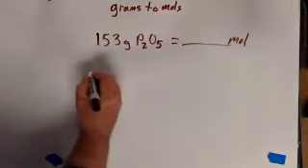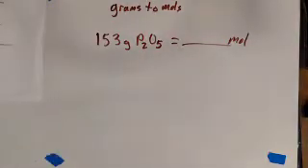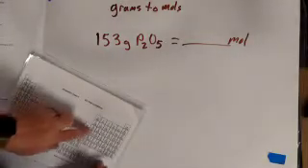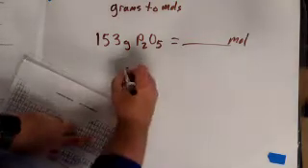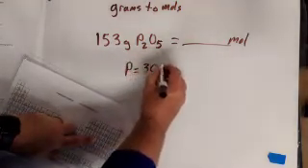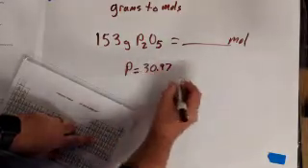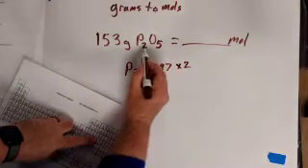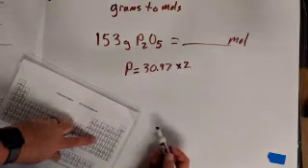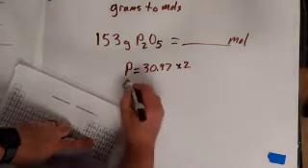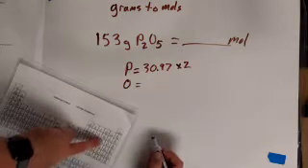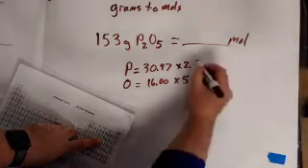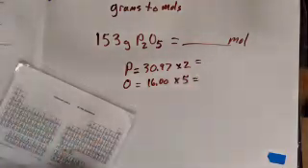So the first thing we need to do is find the molar mass of diphosphorus pentoxide. So we look up phosphorus, and phosphorus has a mass of 30.97, but we got to multiply that by 2 because there's 2 atoms in each molecule. And then oxygen is 16.00, but we have to multiply that by 5. All right, so we do some quick math.